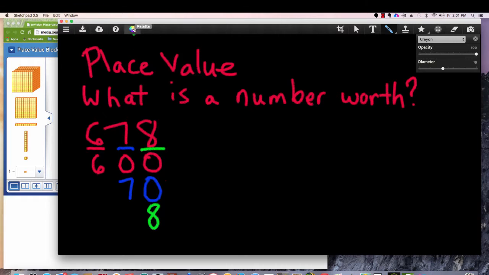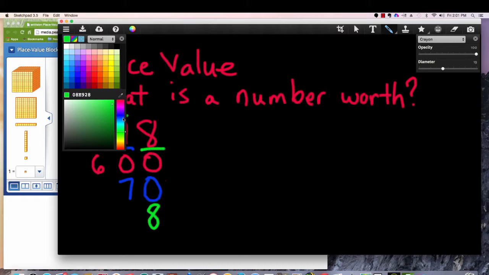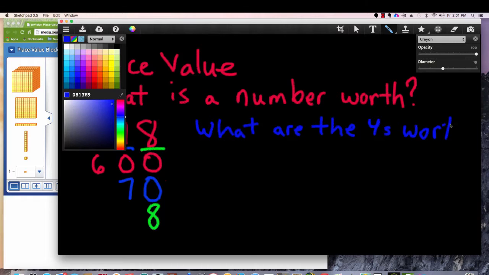All right, so let's go over here to the side and let's look at another example because sometimes they're going to ask you what are the 4's worth? And all you're going to answer is the place value that number is in.